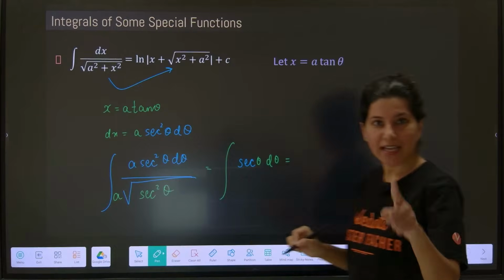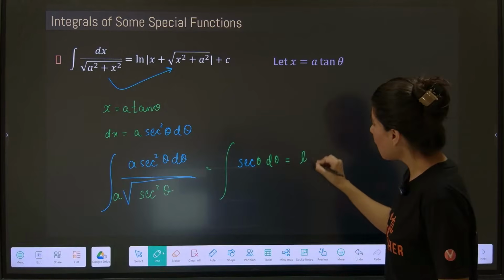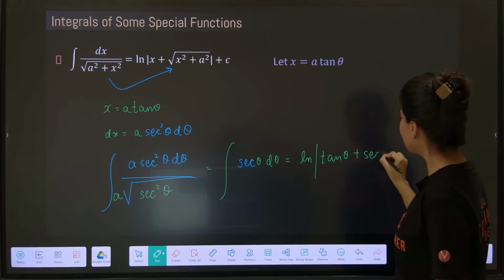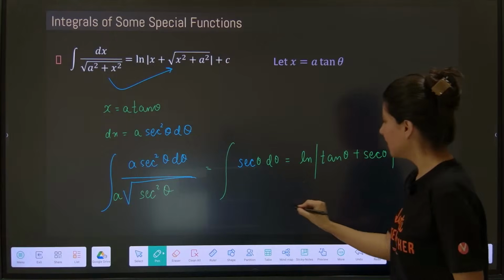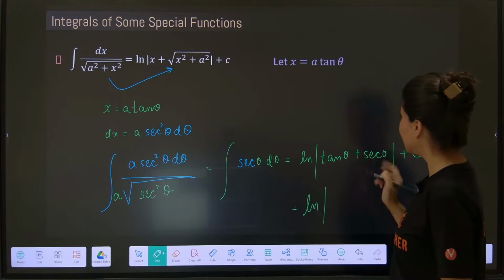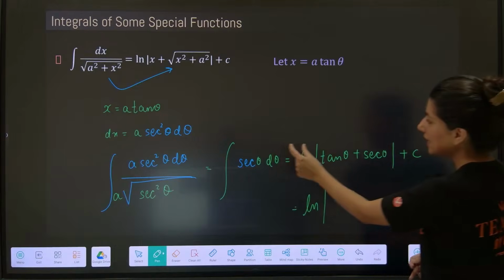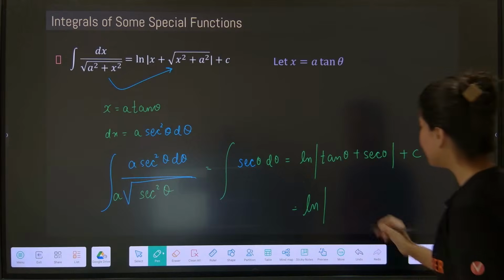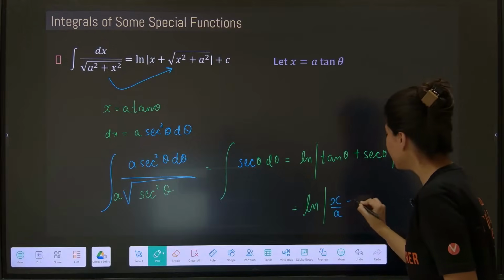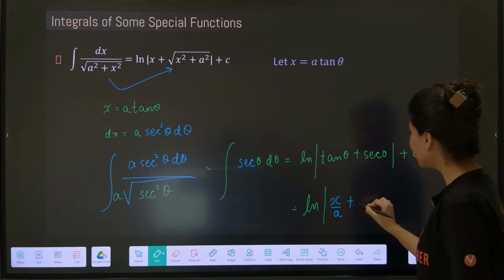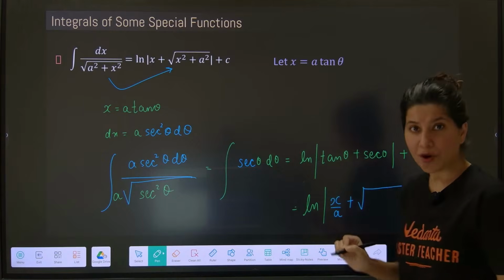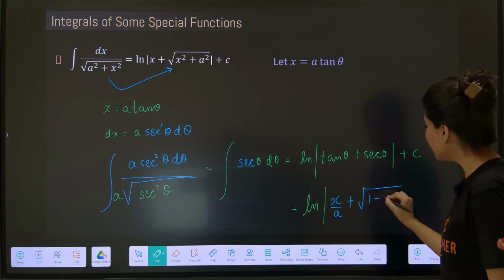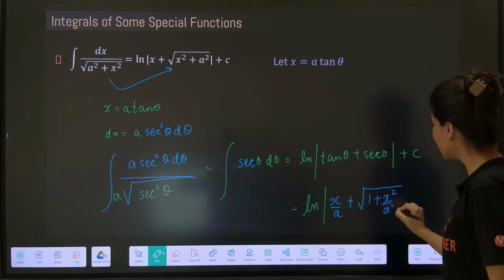Now integration of sec theta, you know, is log of mod of tan theta plus sec theta plus c. So log of mod of, now understand, tan theta is what? x by a, plus sec theta. So sec theta will be what? Square root of 1 plus tan square theta. So 1 plus x square by a square, plus c.